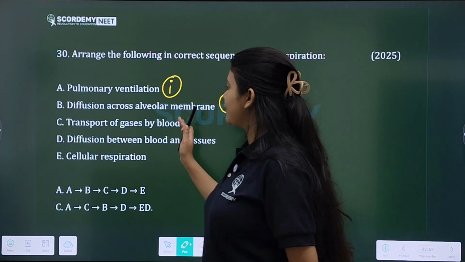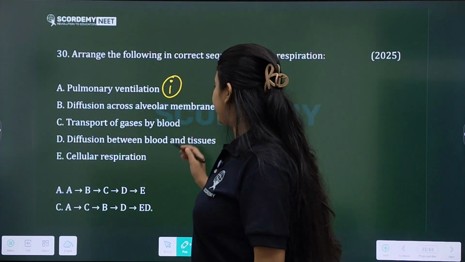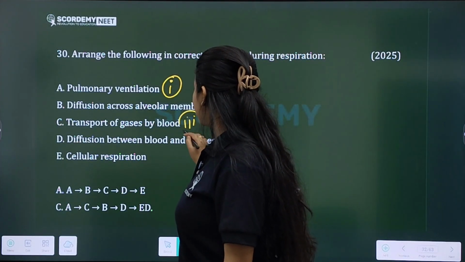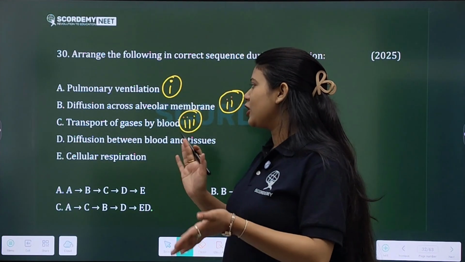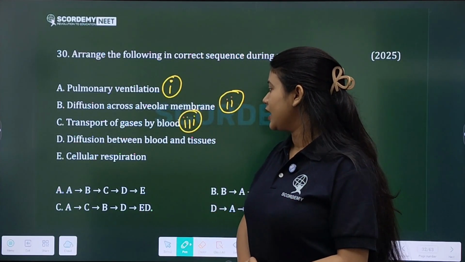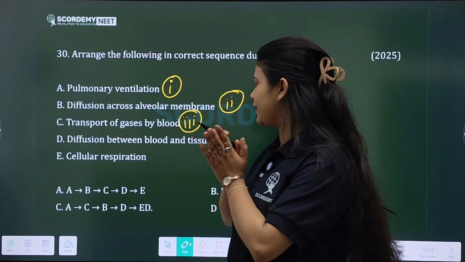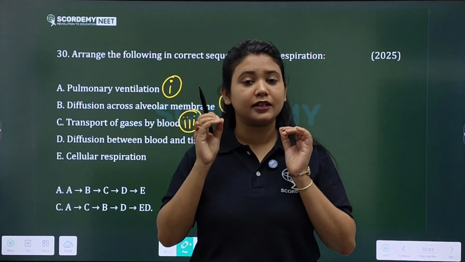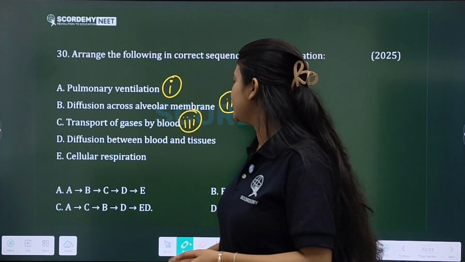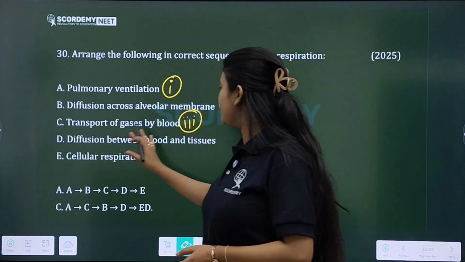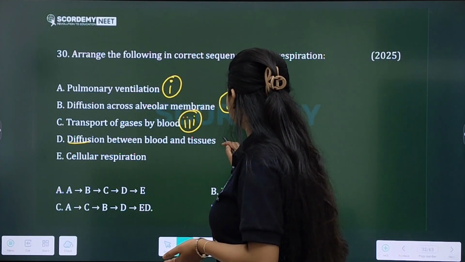So once diffusion has occurred, it means once exchange of gases has taken place, then it will be transported by blood. Yes, the gases will be transported by blood. Then after transportation, the blood will transport the different gases and finally take the nutrient rich blood to the various cells and tissues. Then between blood and tissues exchange will occur. How? Exchange will occur through diffusion again, so this will be the fourth step.